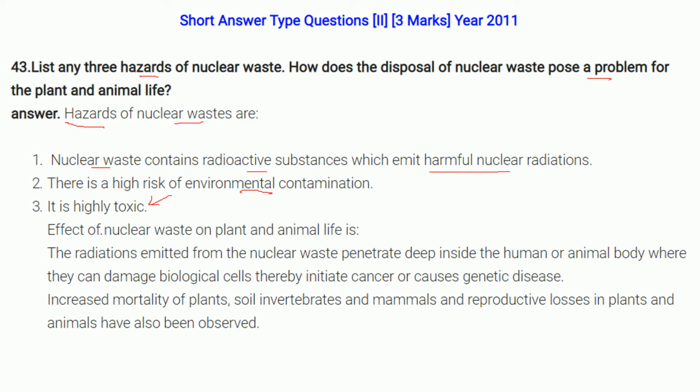The effect of nuclear waste on flora and fauna, that is plant and animal life: the radiations emitted from the nuclear waste penetrate deep inside the human or animal body, where they can damage biological cells, thereby initiating cancer or causing genetic diseases. Increased mortality of plants, soil invertebrates and mammals, and reproductive losses in plants and animals have also been observed in various studies.